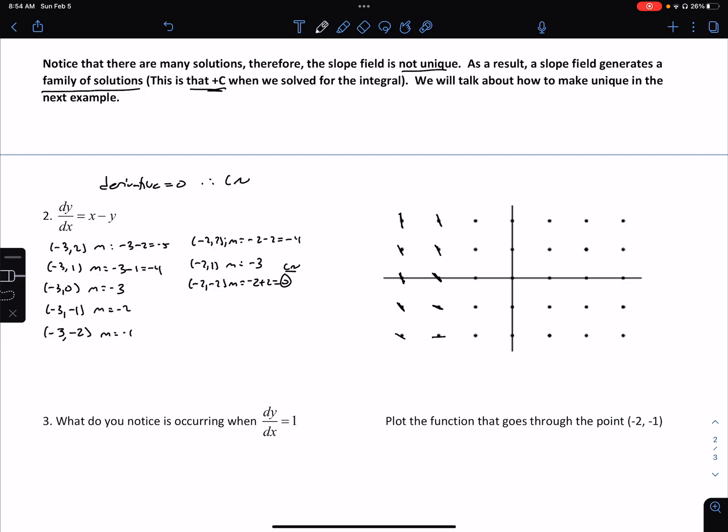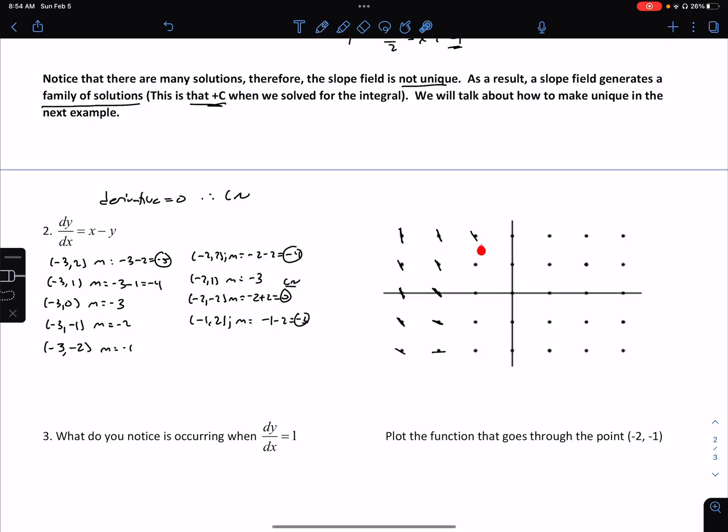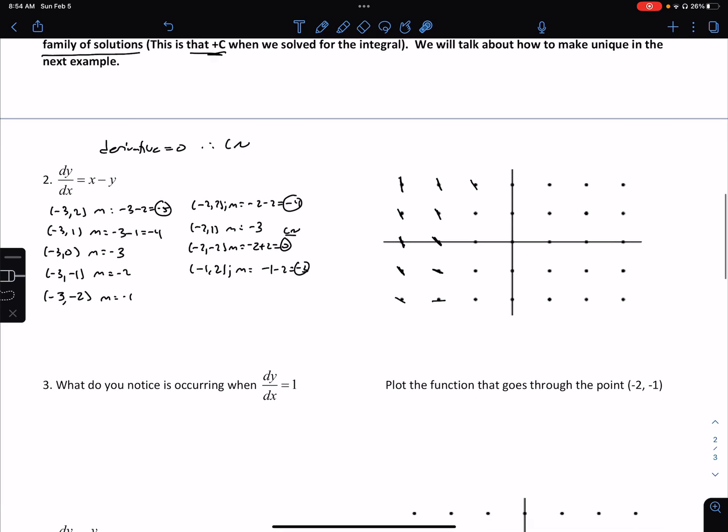All right, so let's take a look right now. Let's look at the pattern. As I go from negative 3, I'm at negative 5, but at negative 2, I'm at negative 4. So I can use my pattern here at negative 1, 2. My slope would be negative 1 minus 2, which is a negative 3. So if you notice, we've gone from negative 5, negative 4, negative 3. So I can use that. So this is a negative 3. And as I head down the graph, we're just adding 1. So negative 3, negative 2, negative 1, 0, and then that's going to be 1.